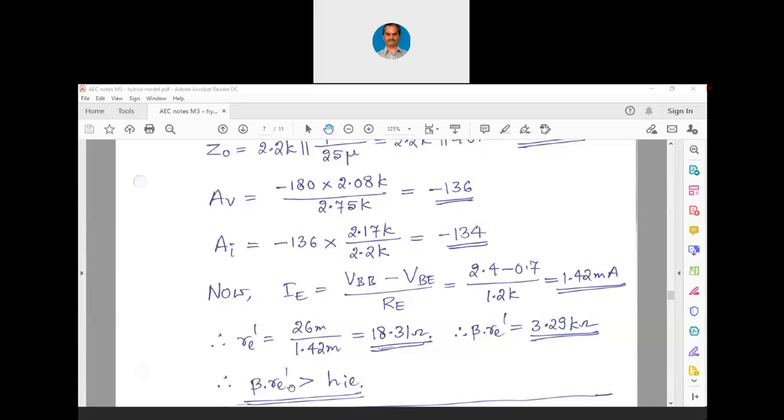Can any of you tell me? We got a discrepancy here. Till now we have been assuming that beta into RE equals HIE. But in this exercise we have found that beta into RE dash is greater than HIE. Now, should we follow the hybrid model? Should we follow the RE model? Which one we should follow is my question. Can anybody answer?